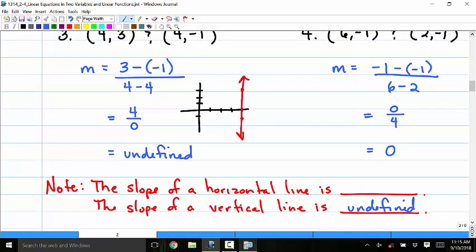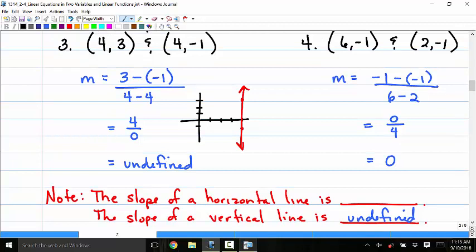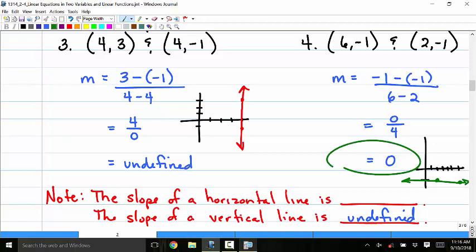On number 4, if I were to graph the line that goes through these 2 points, I have the point (6, negative 1), which is here, and (2, negative 1), which is here. So what kind of a line is that? It's a horizontal line. What's the slope of a horizontal line? 0. The slope of a horizontal line is 0. The slope of a vertical line is undefined.